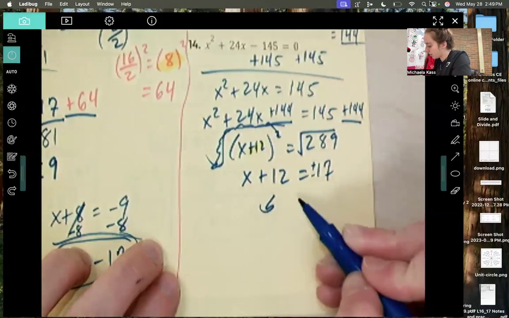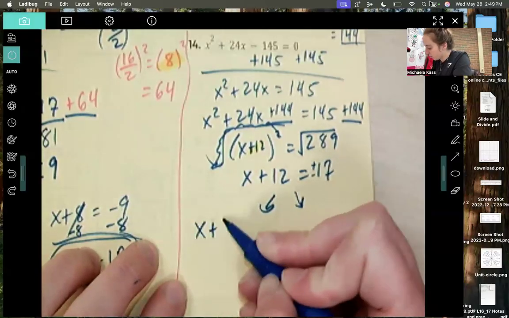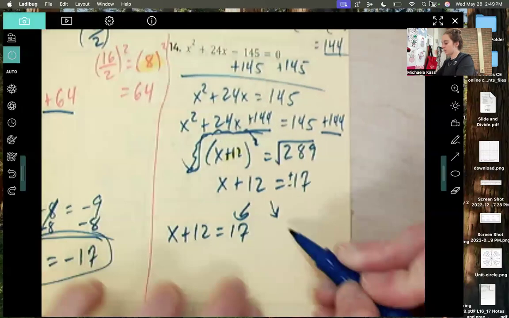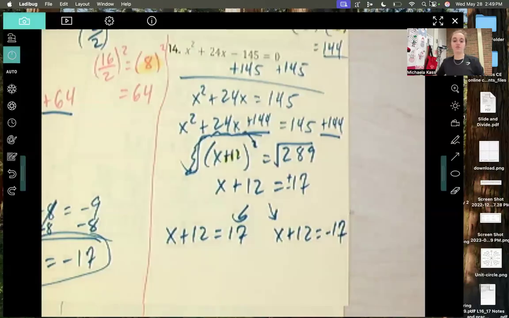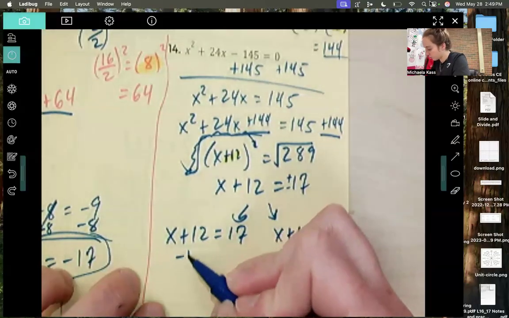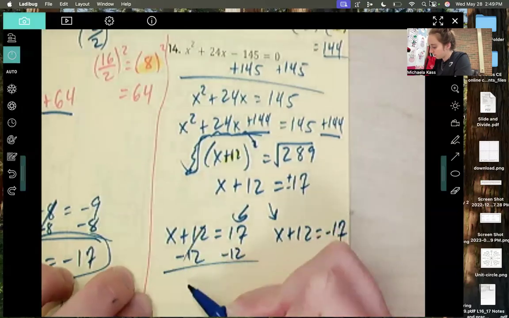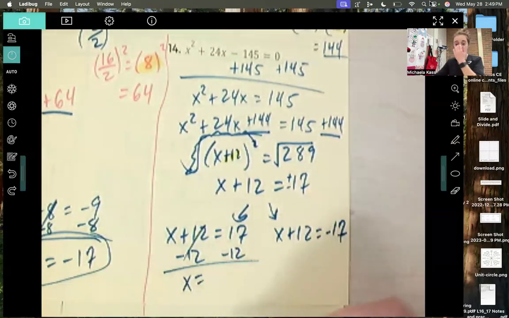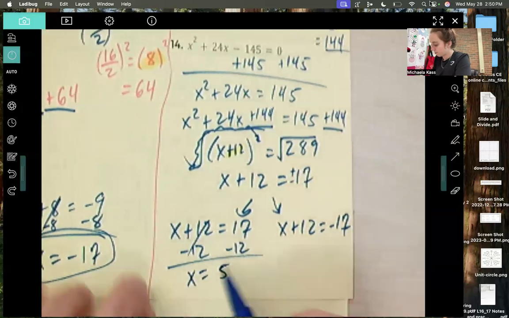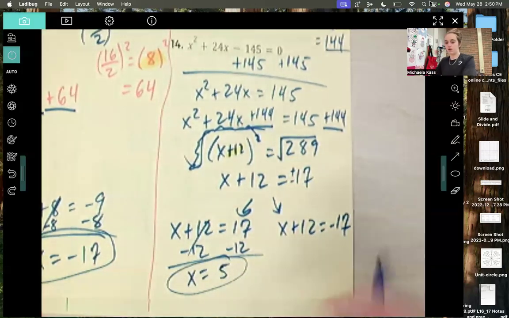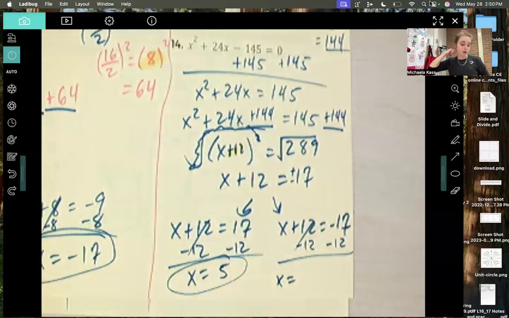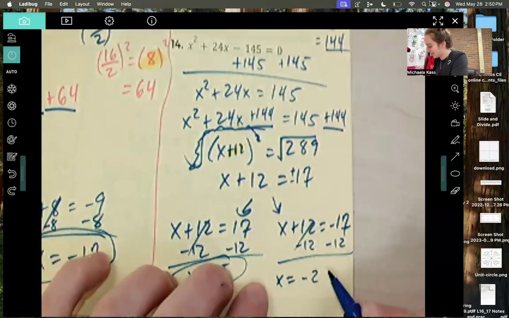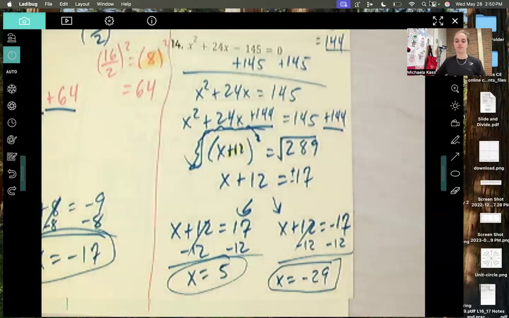And now we have two answers yet again. We've got x plus 12 equals positive 17, and x plus 12 equals negative 17. And we have to solve them, so get rid of the 12. Minus 12, minus 12. 17 minus 12 is 5. Then minus 12, minus 12. Negative 17 minus 12 is negative 29. And that's how you complete the square.